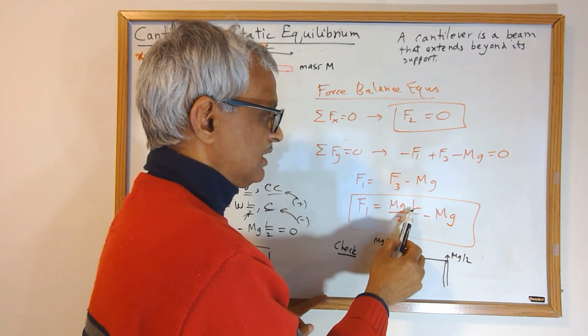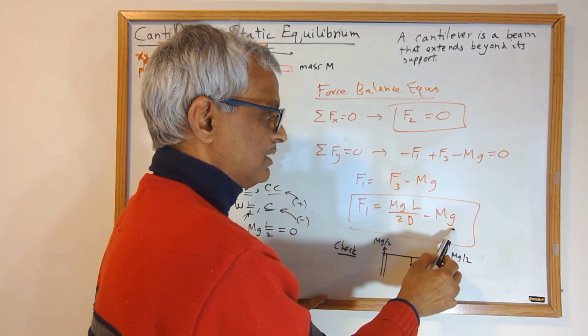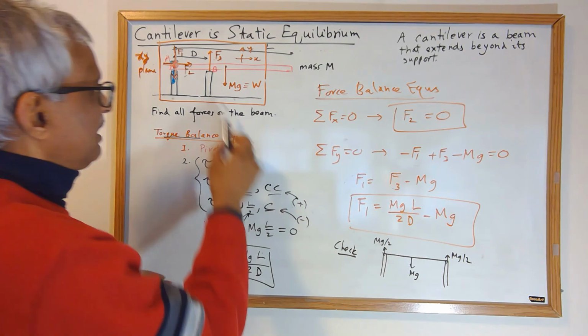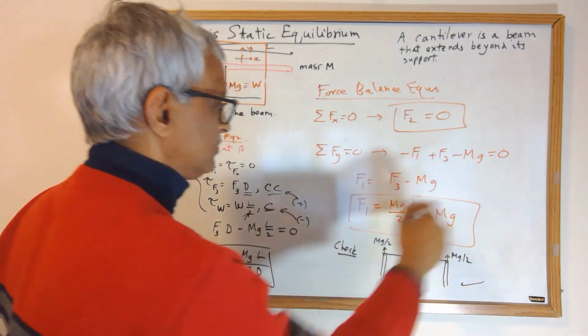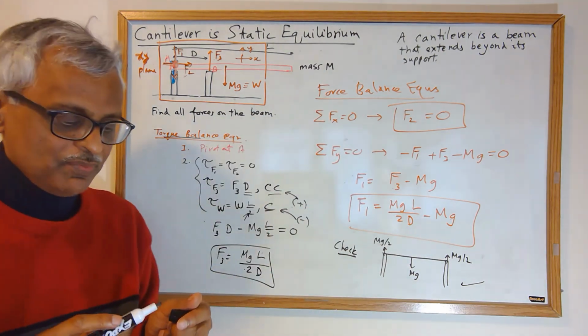But when I do d equals L, the answer is minus mg over 2, and since F1 was down, it's actually flipped up. And so this is correct. So this checks the answer out completely.